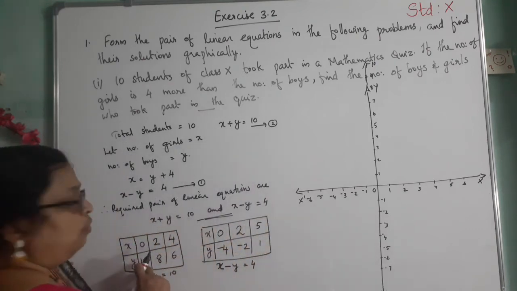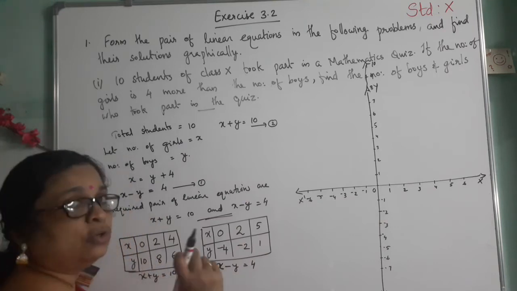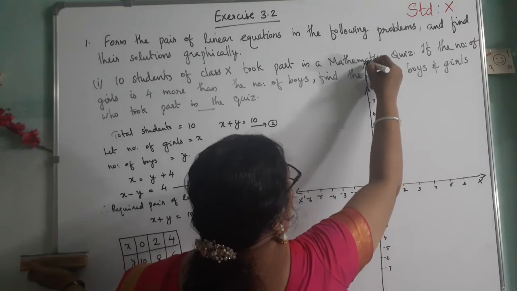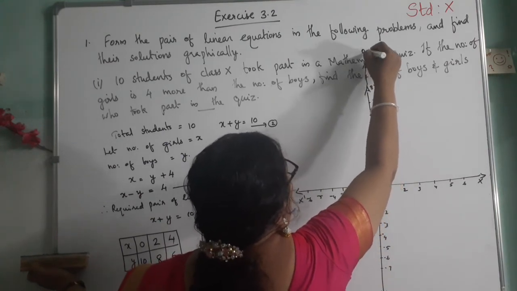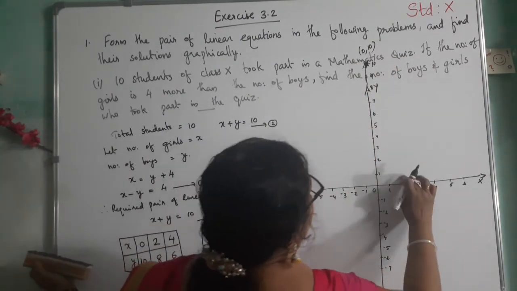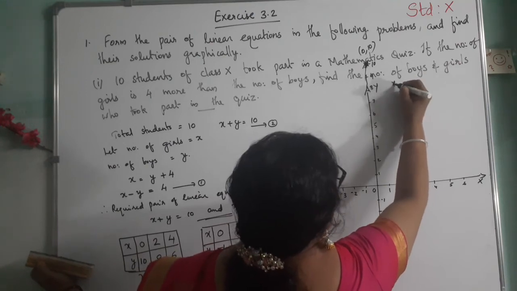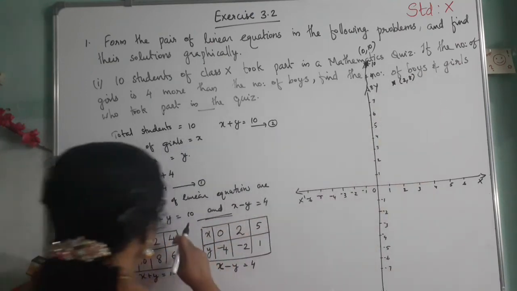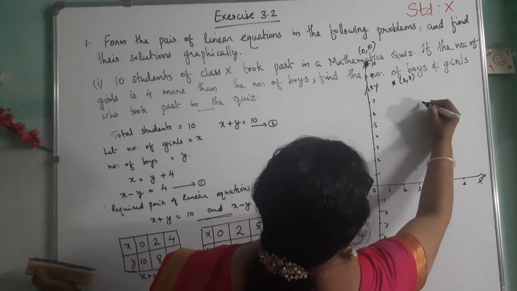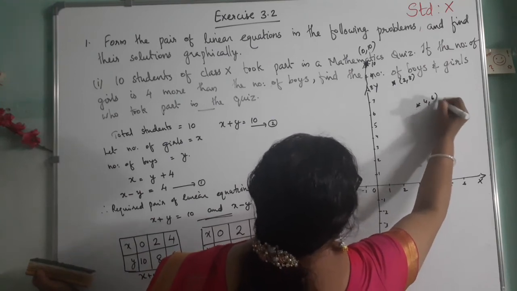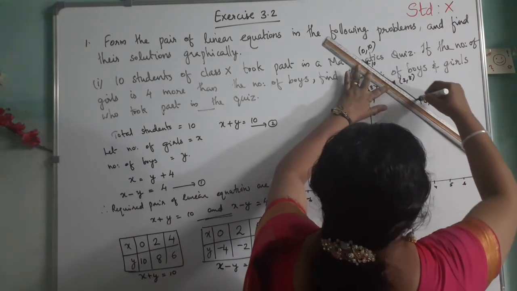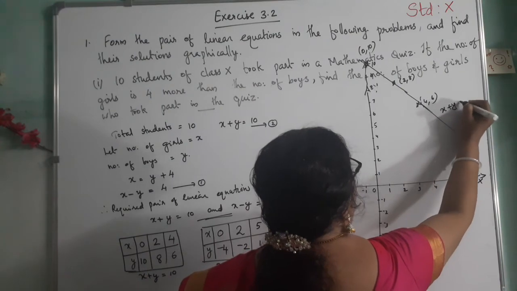Then x 0, y 10. That is, the x coordinate is 0, so the point is on the y axis. x 0 and y 10 is here. This is the point 0, 10. And next 2 and 8. Here 2, then 8 is this point. That is 2, 8. Then 4, 6. 4 is here, then 6 here. These are the points, and then with a scale we can draw these lines.